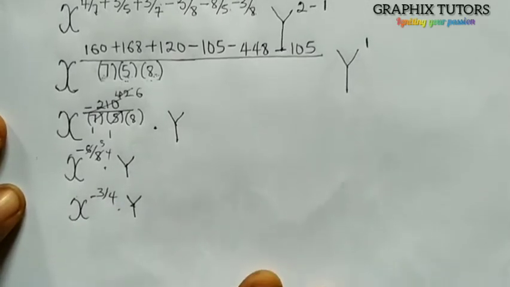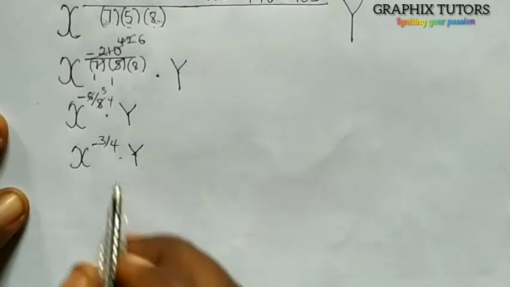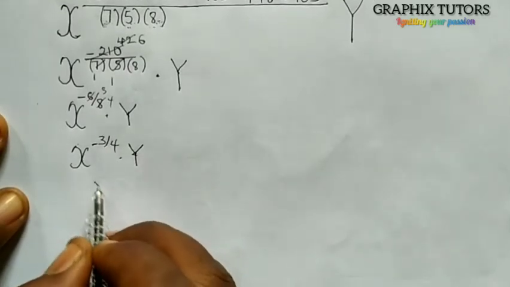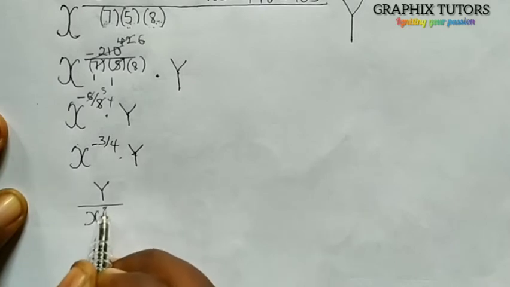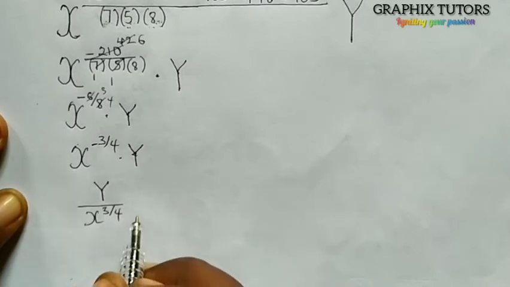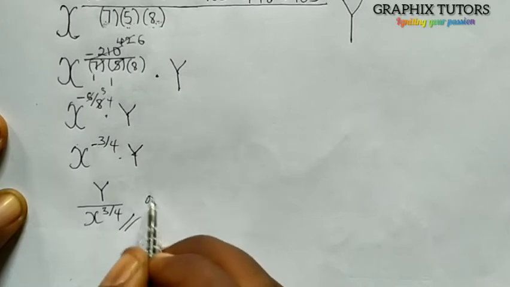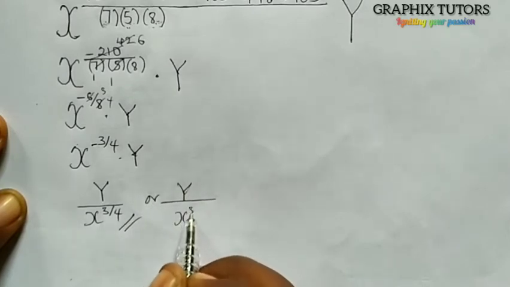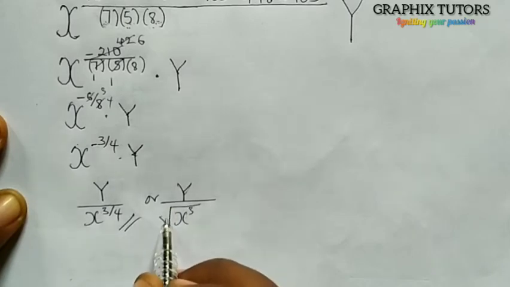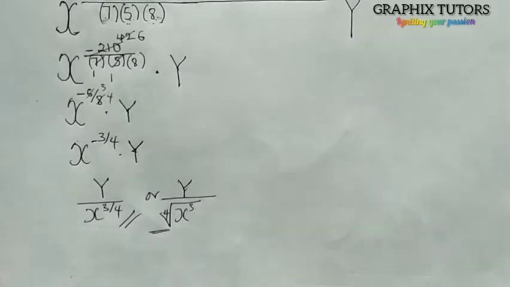Now, if the x minus 3 over 4 is coming under the y, the negative disappears. So we now have y all over x minus 3 over 4. So this will be my answer. Or you say y all over x to the power, and you put your 4 in here. So this is what we have. Is that taken?